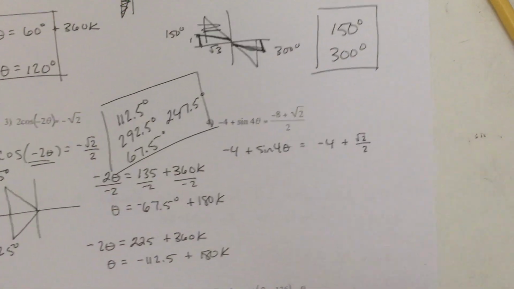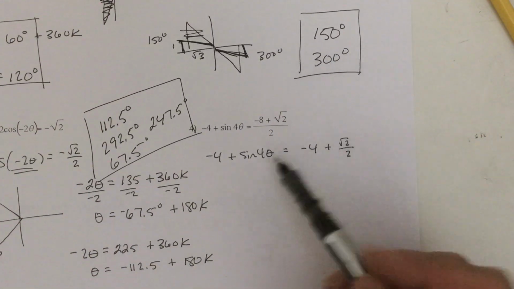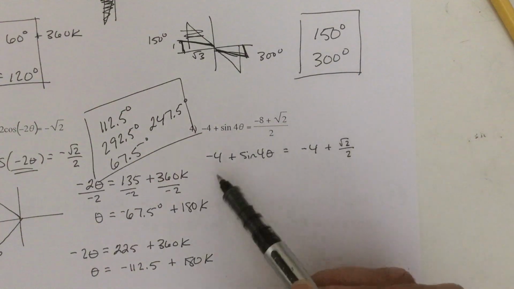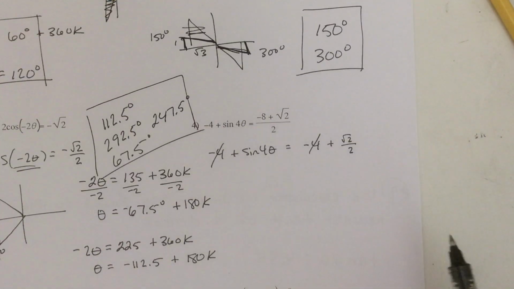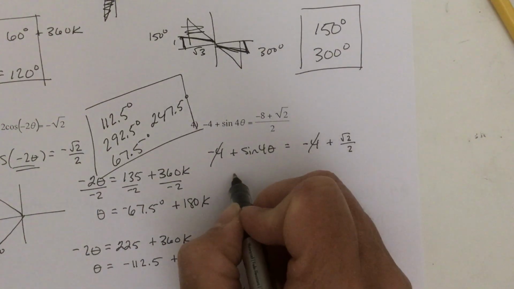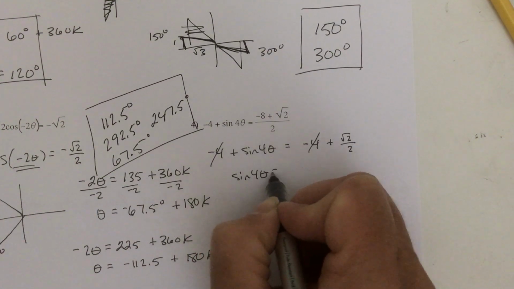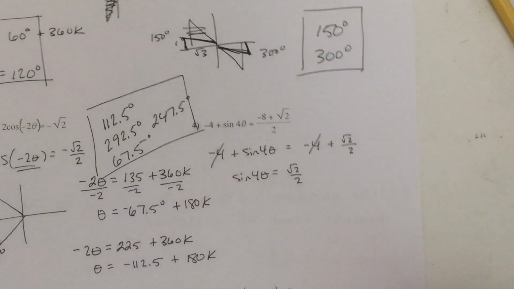You could multiply everything by 2. There's lots of things you could do, but I'm going to divide that 2 into both of those. And that's going to allow this -4 and this -4 to cancel out if I add 4 to both sides. So I end up with the sine of 4 theta is equal to radical 2 over 2.